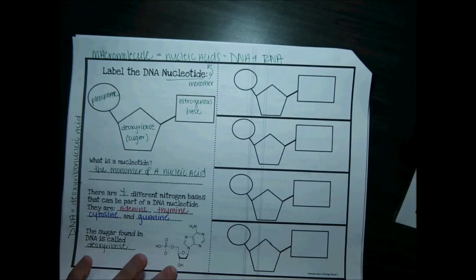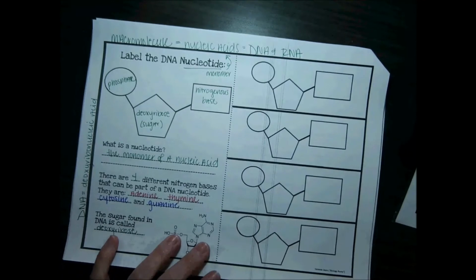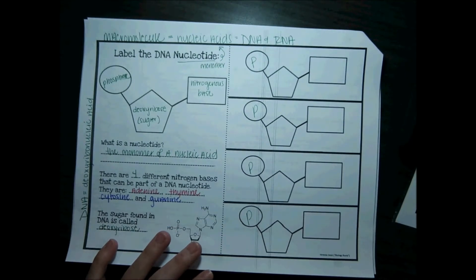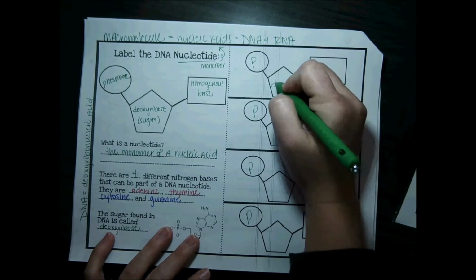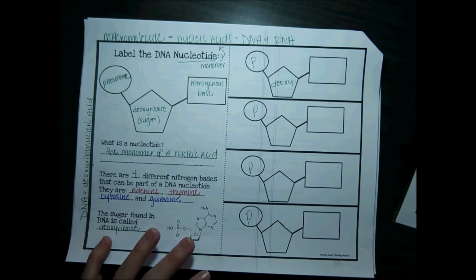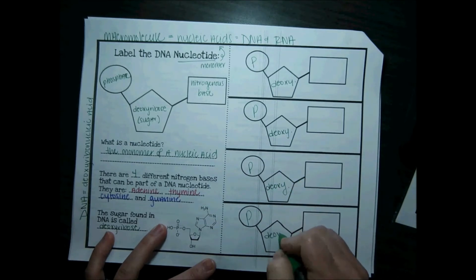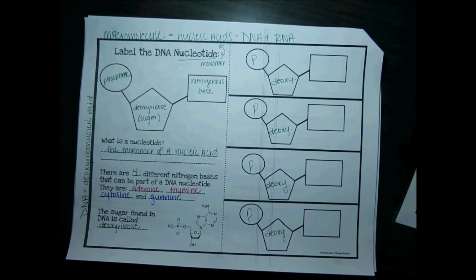We're going to label the 4 bases. Let's do them all the same. So they all have the little pool, the phosphate. They all have the same sugar, the deoxyribose. I'm going to abbreviate, we don't have room for the whole name.